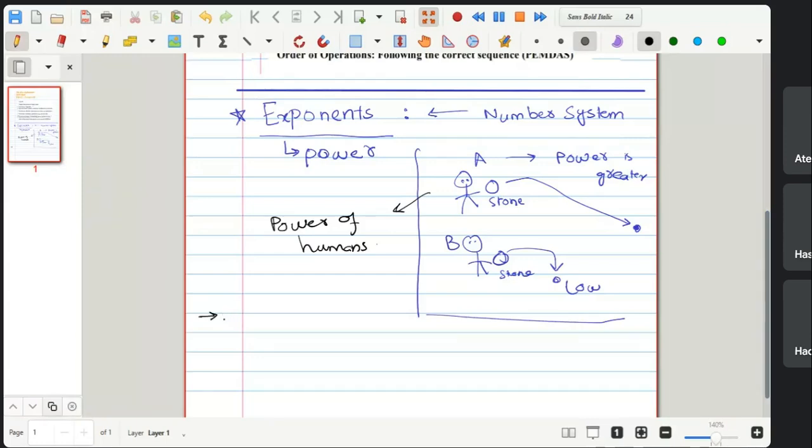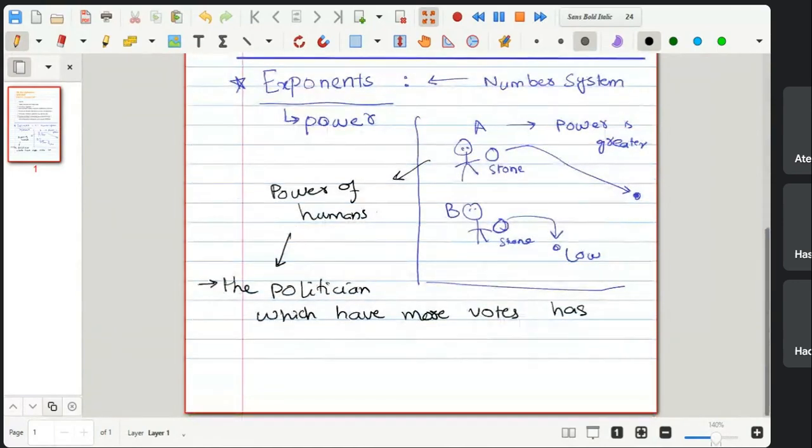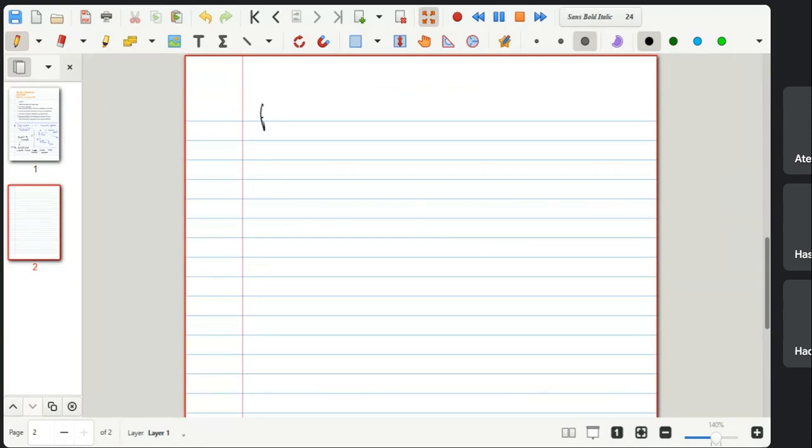Exponent. Okay, let me write again. The politician. Again, this is the example of power of humans. The politicians which have more votes have more power. So this is the meaning of power in the context of human beings or in daily life. But here in our topic, what we are discussing is the power of numbers actually.